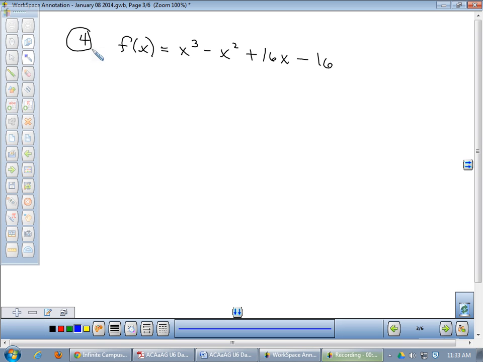Our fourth example, I guess it would be fifth if you called the try we did a few minutes ago a problem. f of x equals x cubed minus x squared plus 16x minus 16. So this is 4 terms, so we're going to try that grouping thing again. It's going to sort of work. And let's see if you know what to do when you get stumped. Maybe you don't even get stumped.